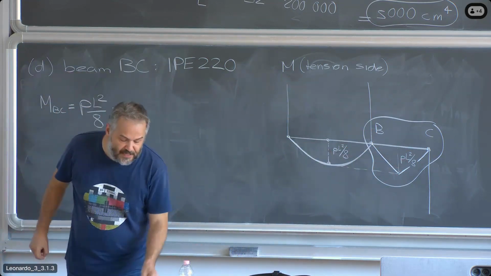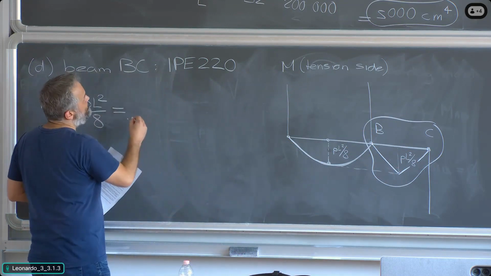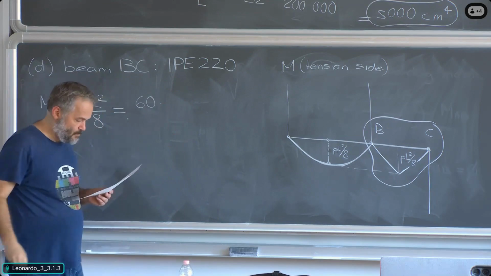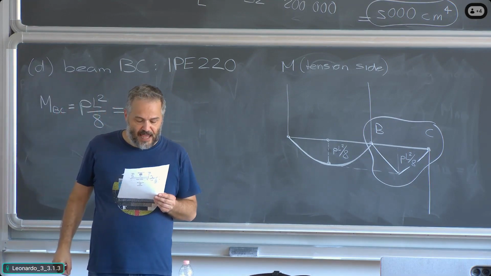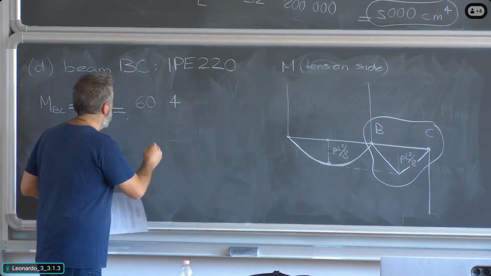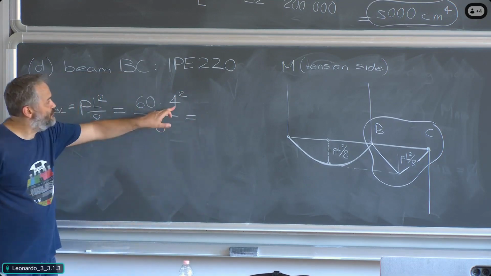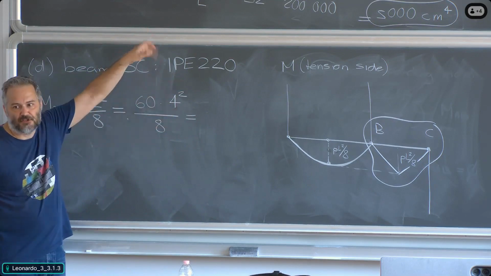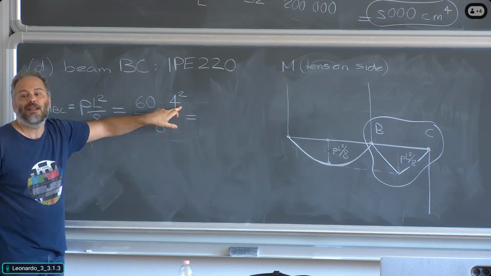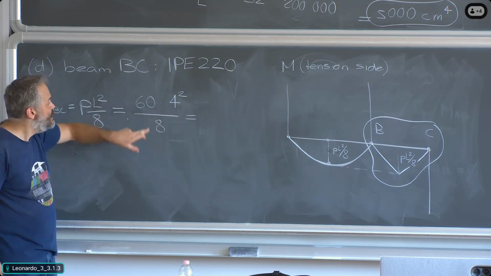With the values provided in the assignment, the load at the ultimate limit state was 60 kilonewton meters. Then there is the length. The length was, as previously, 4, to the power of 2 divided by 8. And you see the 4 here, it's the same length as previously. Again, even though we are at span BC, the symbol L refers to the length of AB. It's a symbol. Okay?